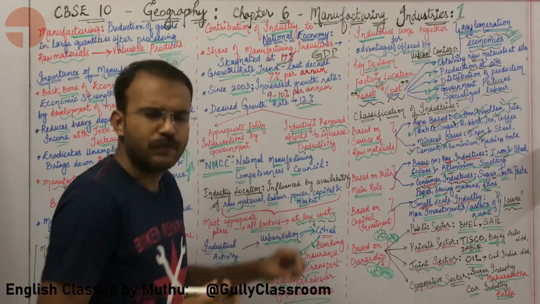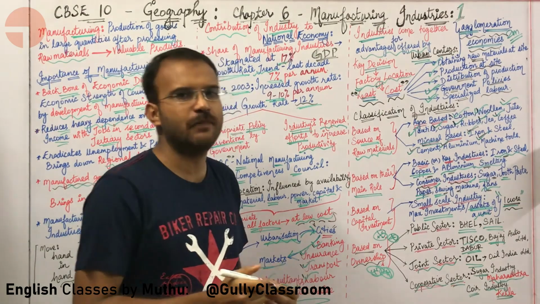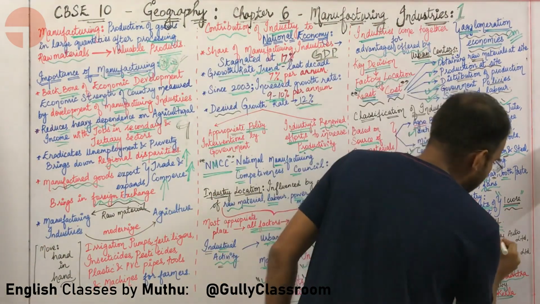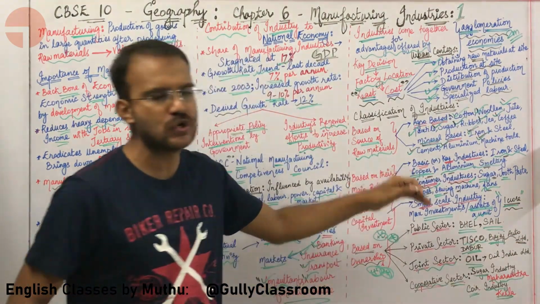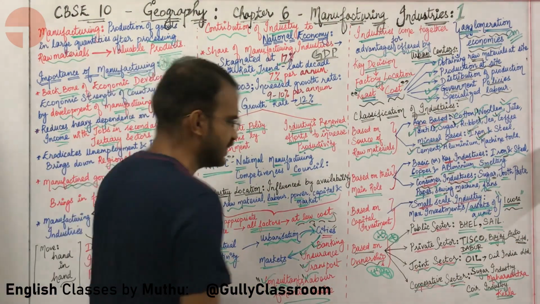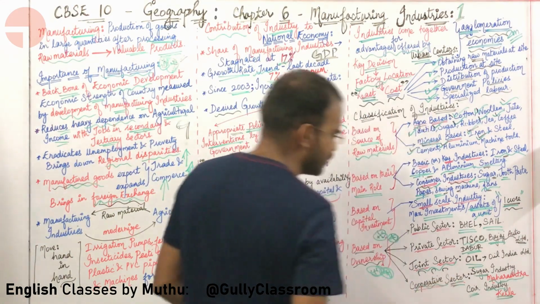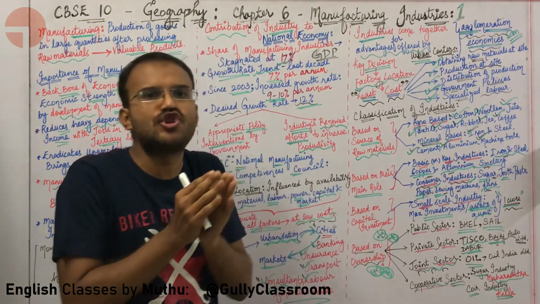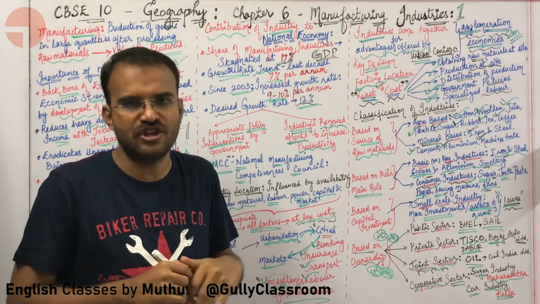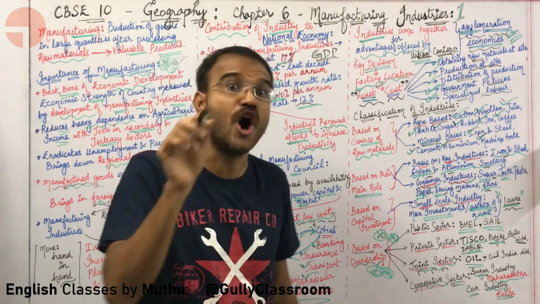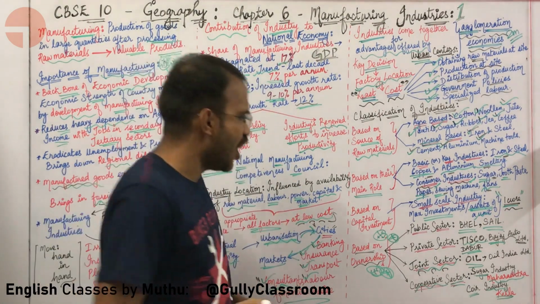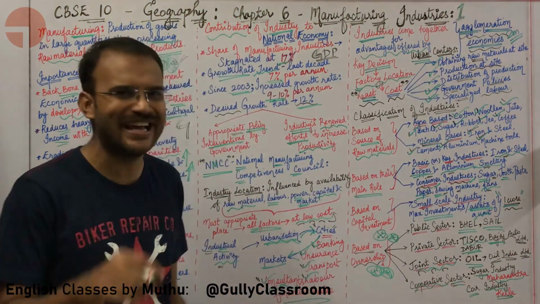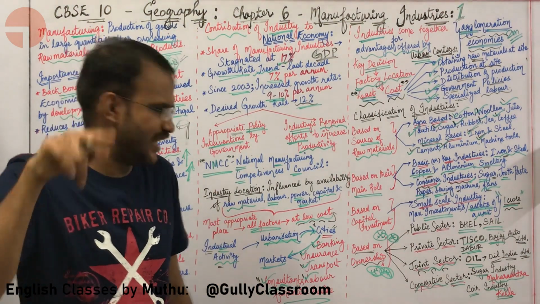Private sector is owned and operated by private individuals or a group of private individuals. Tisco, Dabur and Bajaj Auto Limited are good examples. What are joint sector industries, sir? Joint sector means the government and private individuals join together to operate an industry. A good example is OIL. O for Oil, I for India, L for Limited. Oil India Limited is shortened as OIL.